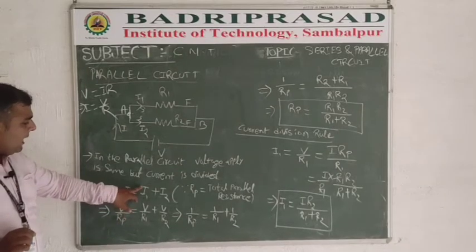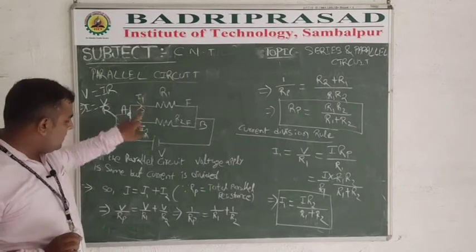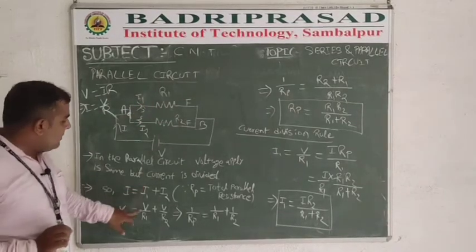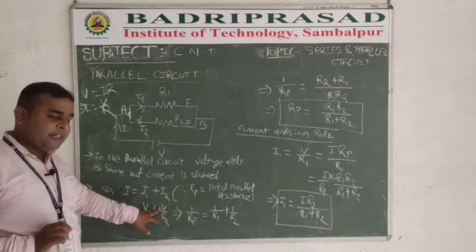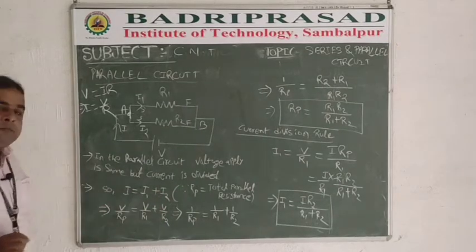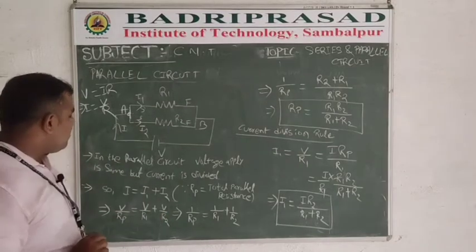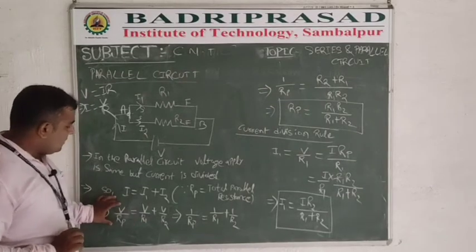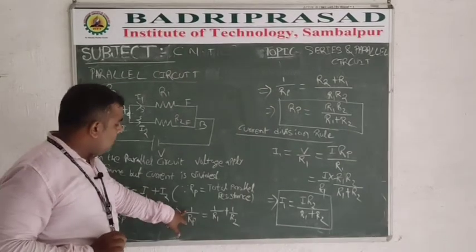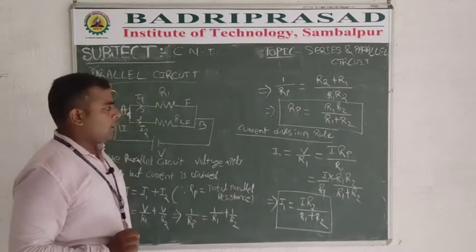So again, what is I1? Voltage is V and the resistance is R1. So in place of I1 you can write V by R1. Similarly, in place of I2 what can we write? V by R2. Then V is common for each term, so V will be taken common and cancelled out. So in place of this expression we can write 1 by Rp is equal to 1 by R1 plus 1 by R2.